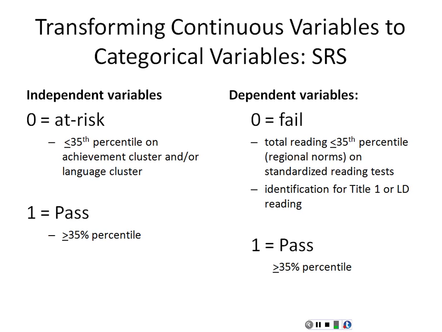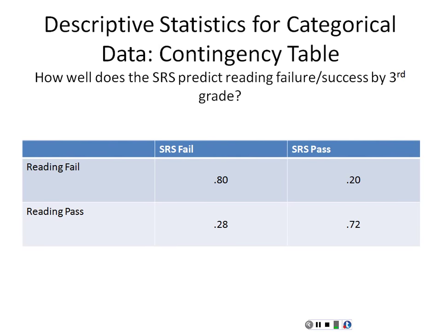I also did that on the dependent variable, the outcome variable. So I looked at their first grade and their third grade reading achievement scores, and if their total reading was at or below the 35th percentile on a standardized reading test, or they were identified for Title I or LD reading, they were given a score of 0. If they scored above the 35th percentile, their score was 1. By transforming those continuous variables to categorical variables, I'm now able to take a look at a contingency table or cross-breaks table. Again, this is just still descriptives.